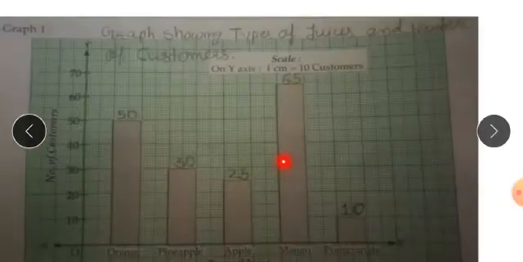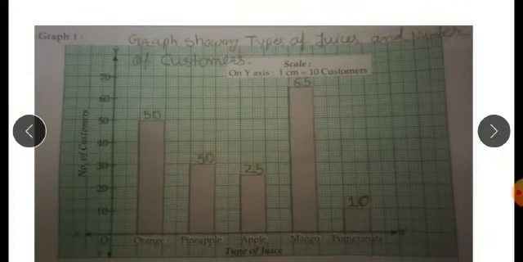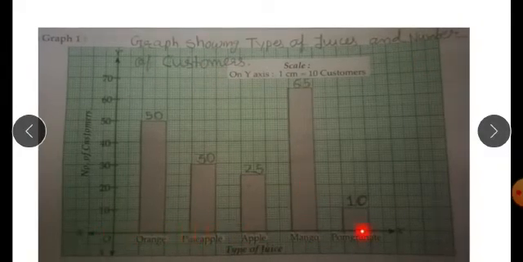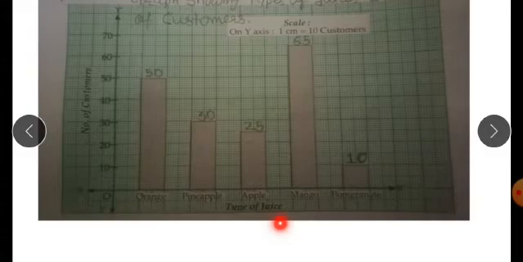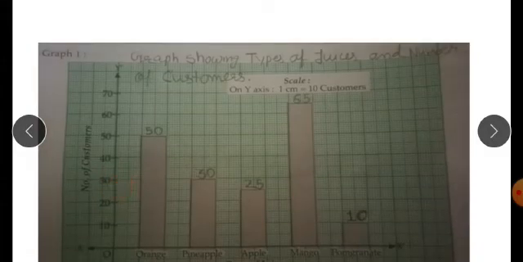Students, here you are going to draw two graphs, and I have taken one graph only, that is I have selected the scale. On y-axis, 1 centimeter is equal to 10 customers, and for second graph you have to select a scale, that is on y-axis, 1 centimeter is equal to 5 customers. Students, for the first graph I have written the name at the top, graph showing types of juices and number of customers. Then again I have drawn x-axis and y-axis. I have taken type of juices on x-axis and number of customers on y-axis.